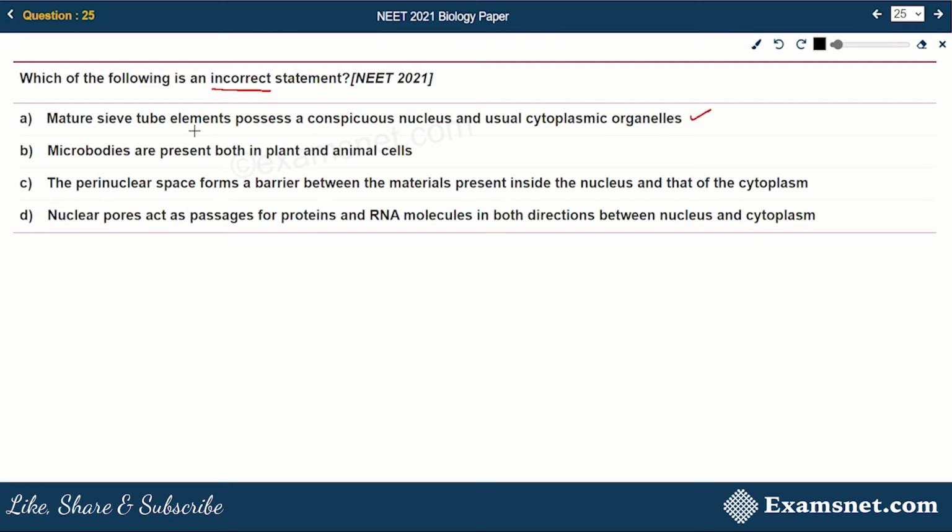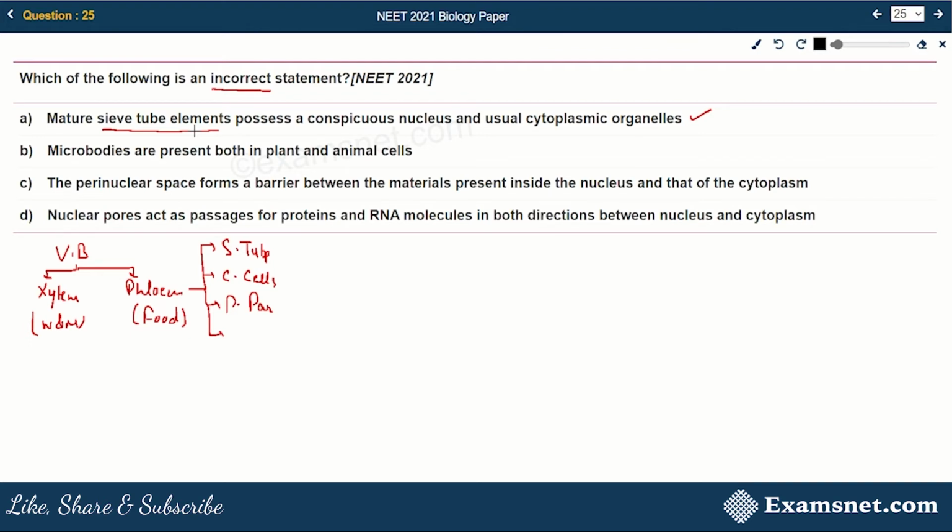So let's see what are sieve tube elements. We know that vascular bundles in plants are of two types: xylem, which is responsible for the transportation of water and minerals, and phloem, that is responsible for the transportation of food particles. Now this phloem has four important parts. These are sieve tube elements, companion cells, then phloem parenchyma and phloem fibers. So now we know that sieve tube elements are part of phloem, right?